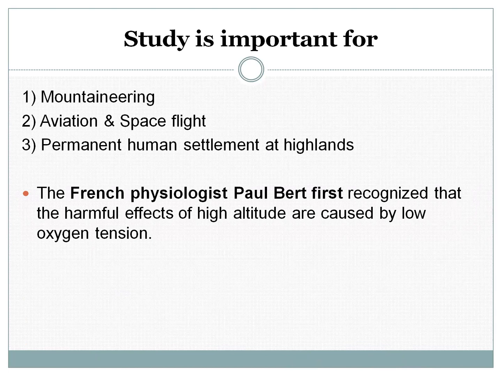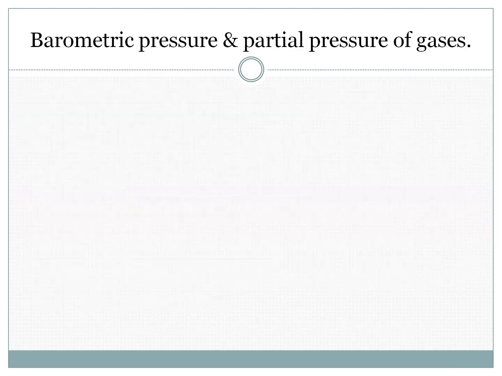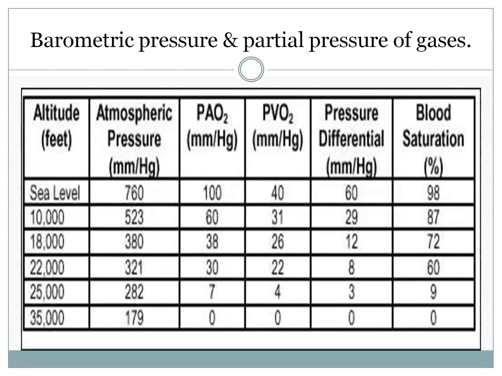Paul Bert was the first French physiologist who recognized that at high altitude there are harmful effects due to low oxygen tension. So he was the first person who said that at high altitude there is low oxygen tension, and due to this there are harmful effects. Since then we have been studying all these things, and now the doctor's role is to prevent this complication. So what are the different pressures and what will be the partial pressures?